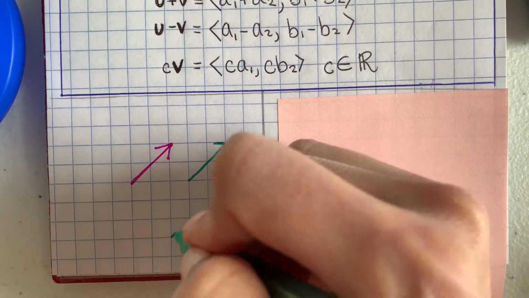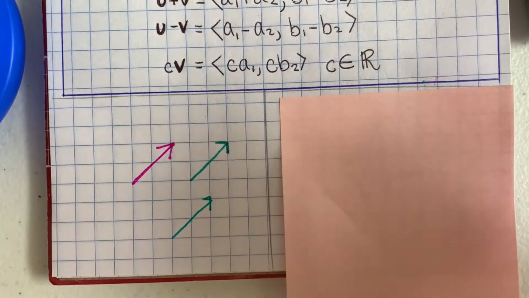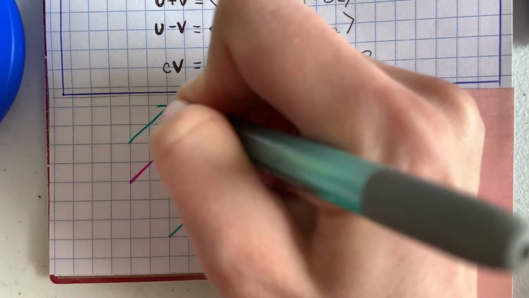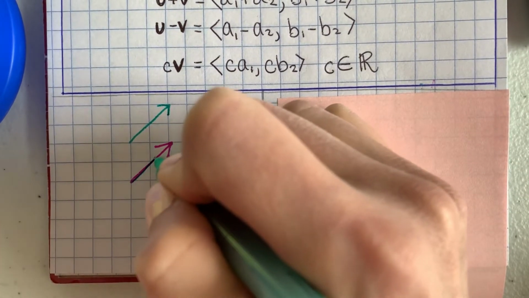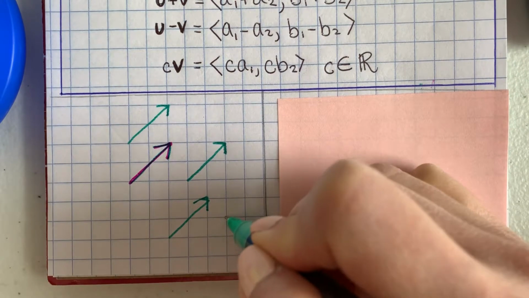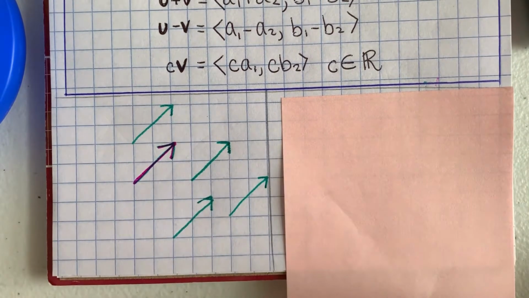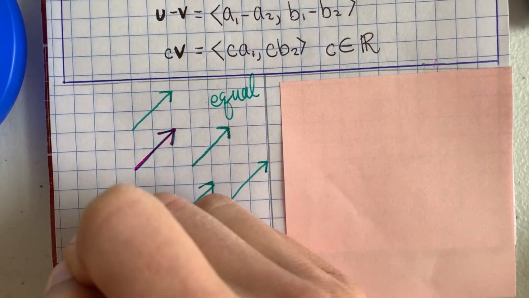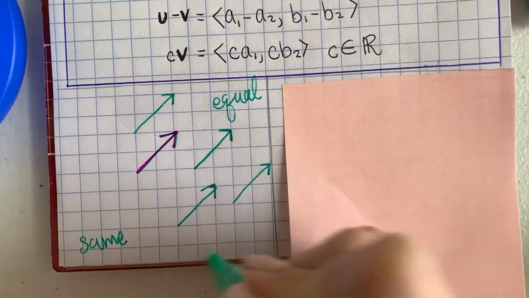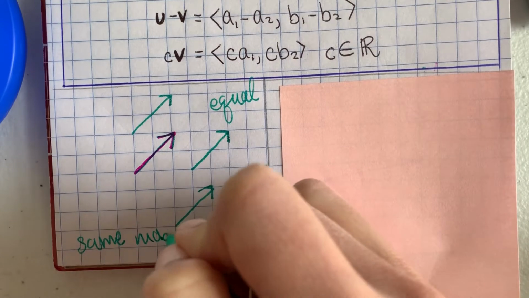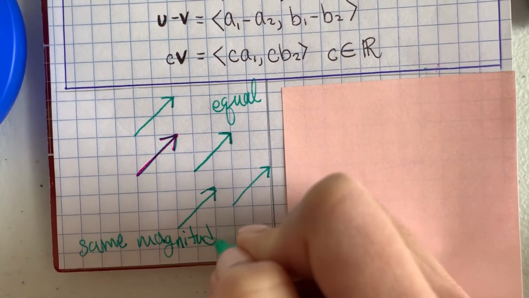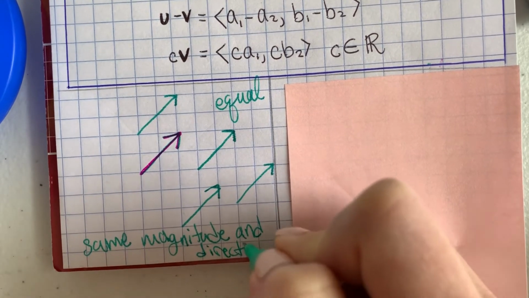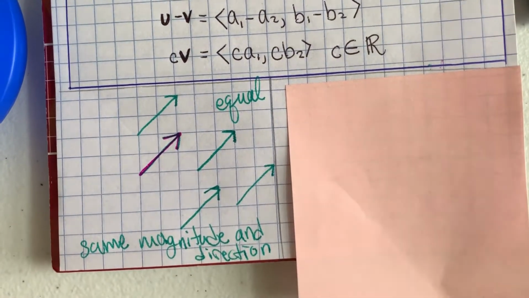What if I move one down here? Also going to be equal. Over here, also going to be equal. Right on top of it, also going to be equal. Over here, also going to be equal. Okay, so these are all going to be equal. And why are they equal? It's because they have the same magnitude and direction. They have the same magnitude and the same direction.